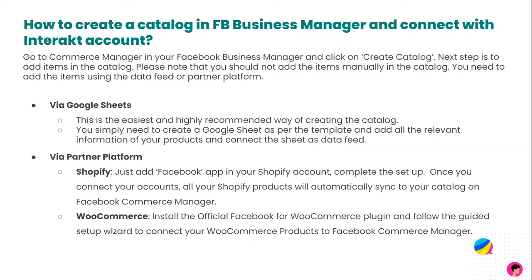Using a partner platform, for example Shopify, you can add a Facebook app in your Shopify account, or you can also add the WhatsApp sales channel app in your Shopify account, which creates your catalog automatically and connects it with Interact automatically. We've already covered a separate session for Shopify catalog, and we'll do it again in the future. That is altogether a different topic. So in today's session, we'll talk mostly about how to create a catalog using Google Sheets.